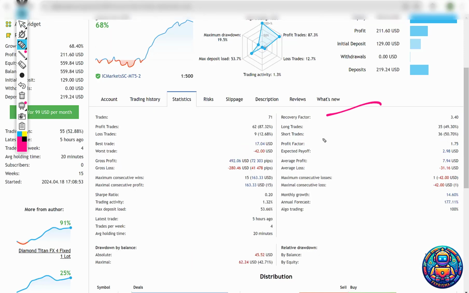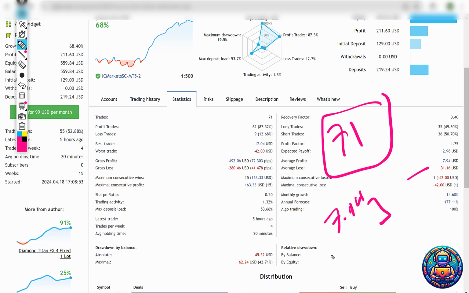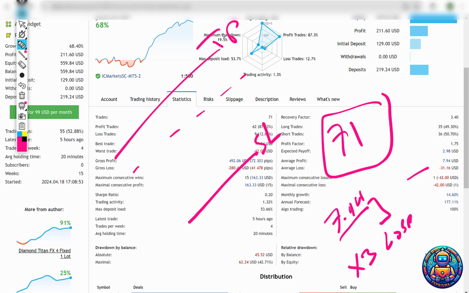Now the statistics, we only have 71 trades, which means we will need more time and data to analyze it. However, we have one disadvantage here, which is the risk to reward ratio. For the average profit we make, we can expect at least 3 times that in losses. So what does that mean? That means the stop loss is bigger than the take profit. That's the only explanation for why this average loss is higher.